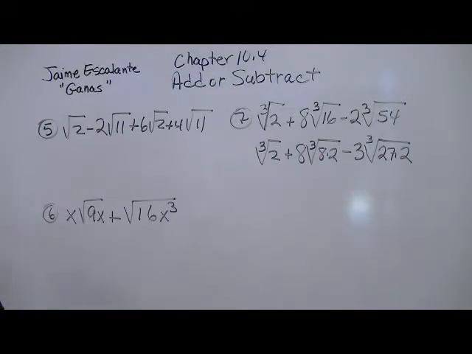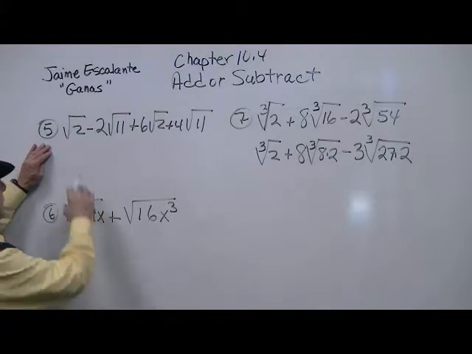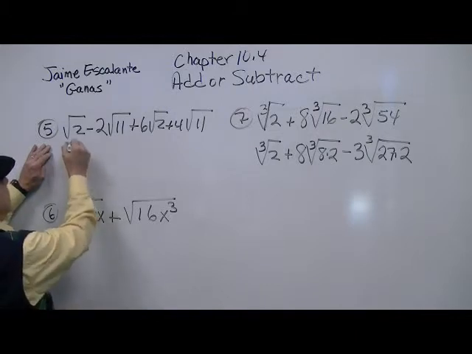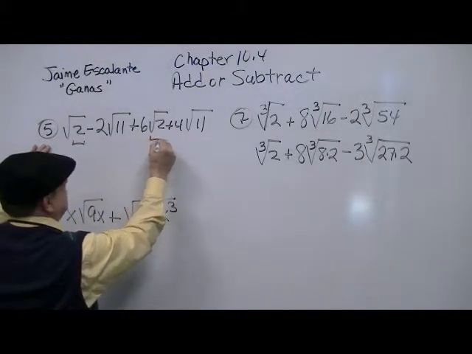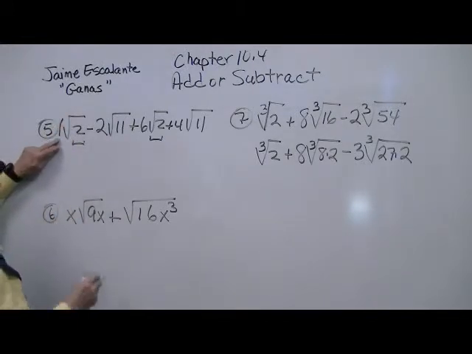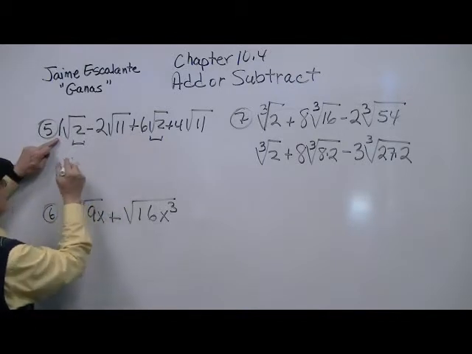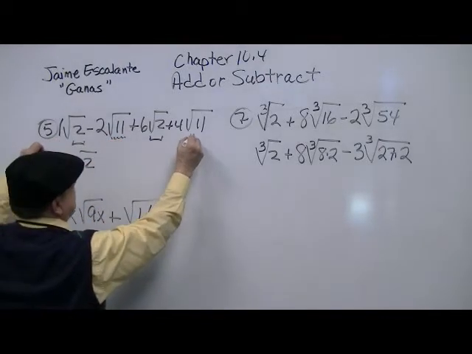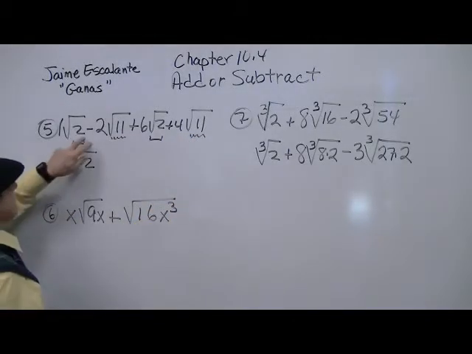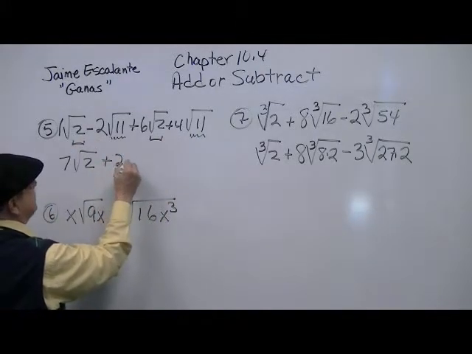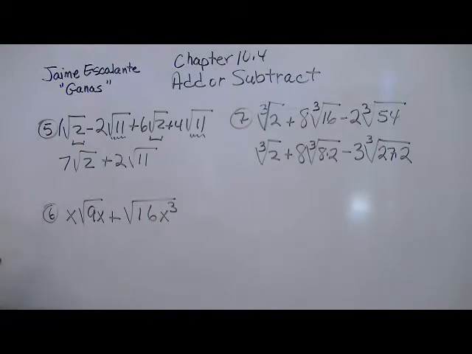All right, moving on to number 5. As we look at our terms, we see a like term there and a like term there. So remember there's a 1 in front of this one. So there's 1 and 6. That would give me 7, the square root of 2. And then this is a like term, and this is a like term. And we have a negative 2 and a positive 4 gives me a positive 2, the square root of 11.